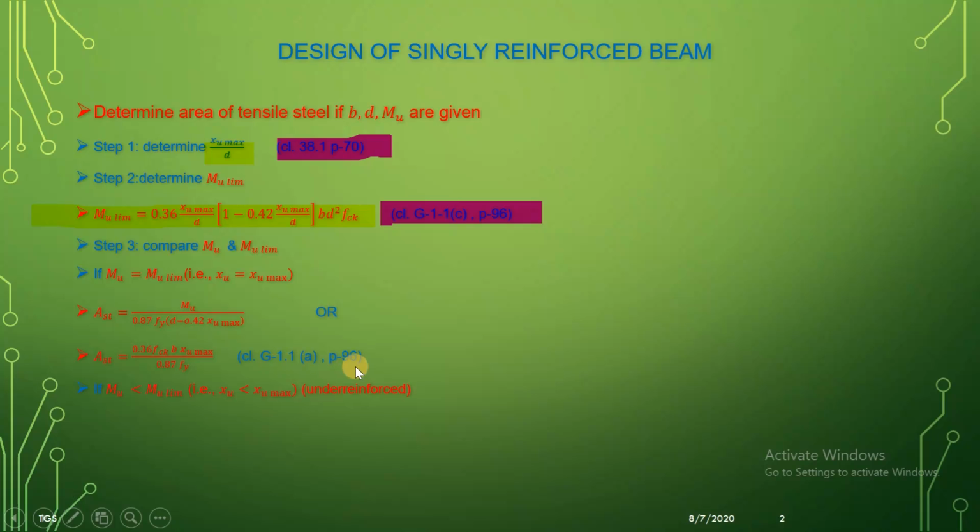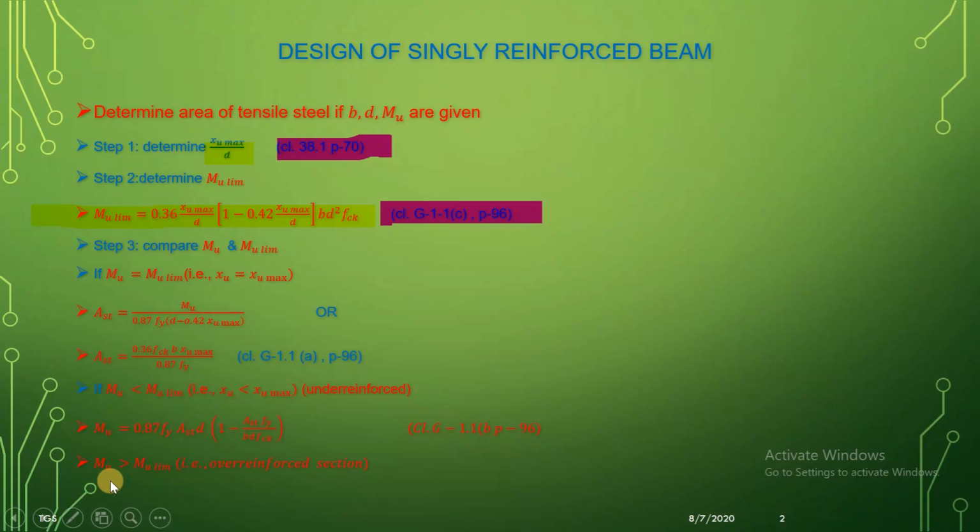And if Mu is less than Mu limit, that is Xu is less than Xu max, it's an under-reinforced section. So in the under-reinforced section, Mu is equal to 0.87 fy Ast d into (1 minus Ast fy divided by b d fck). It's IS 456 clause G-1.1 (b), page 96.